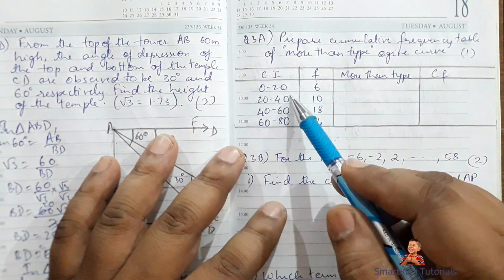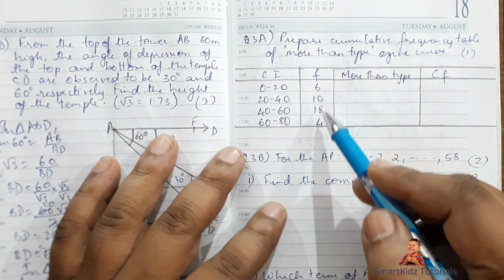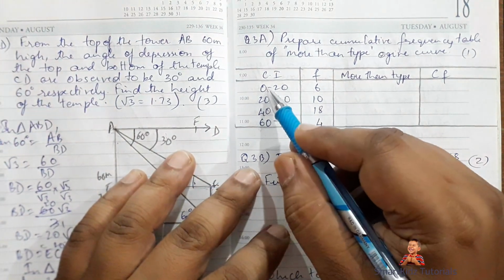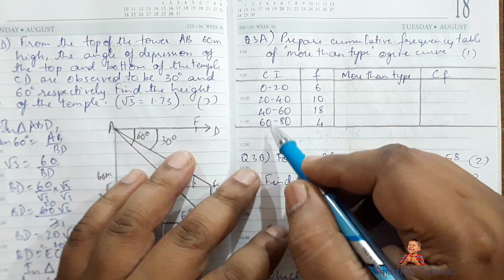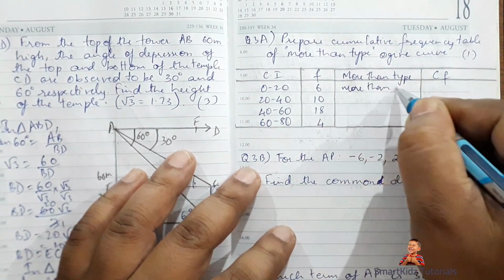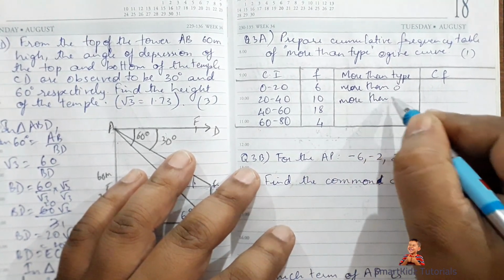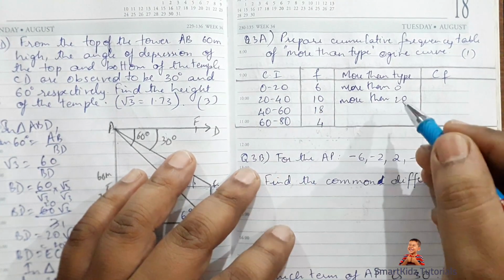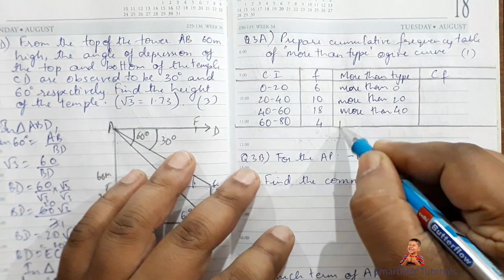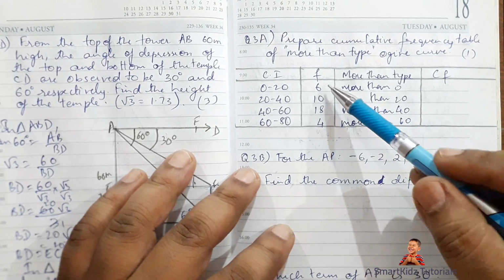Class intervals are given: 0 to 20, 20 to 40, 40 to 60, 60 to 80, and frequencies 6, 10, 18 and 4. Since this is more than type, we'll have to take more than 0, more than 20, more than 40 and more than 60. I'll write over here more than 0, then more than 20, so more than the lower class limit, more than 40 and more than 60. Then the cumulative frequency you just have to add up.